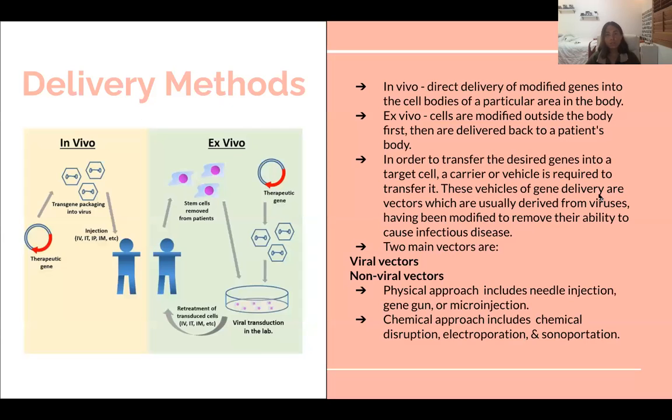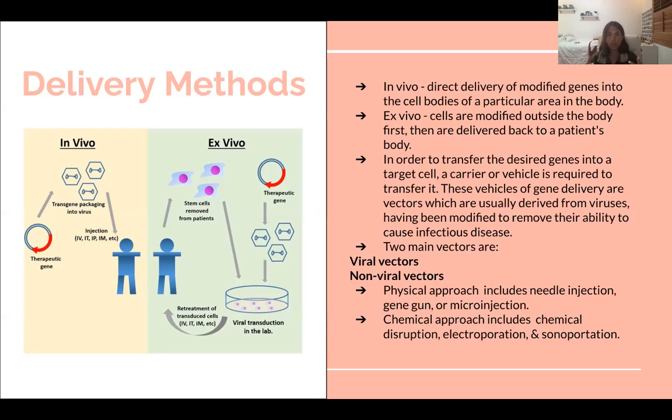Now, there are multiple delivery methods. The first one is in vivo, and this is when you directly deliver a modified gene into the patient. Whereas ex vivo, you take the genes out of the patient and then you modify them, then transfer them back into the patient.